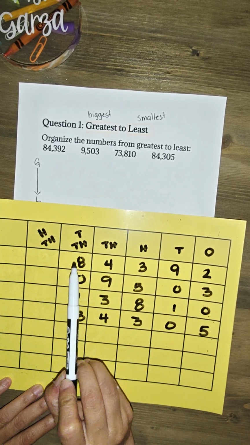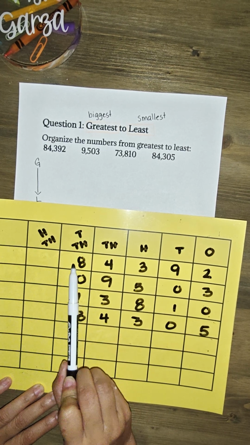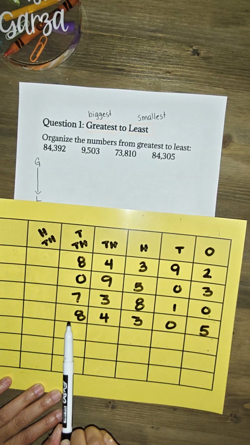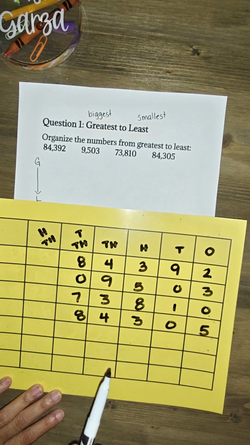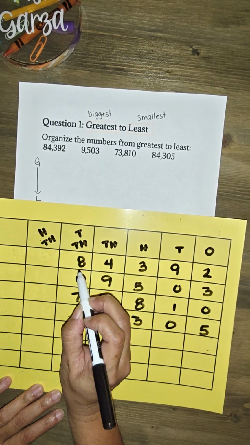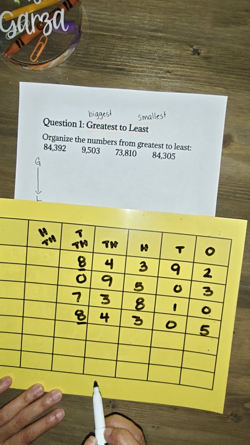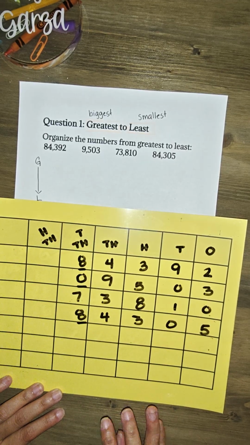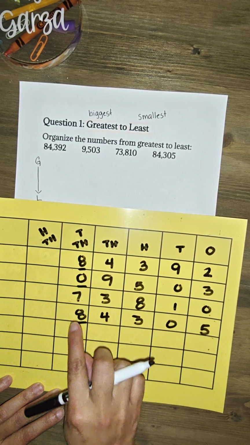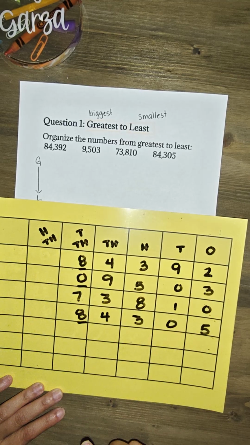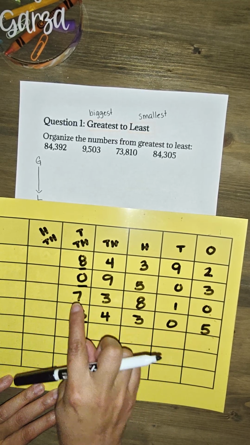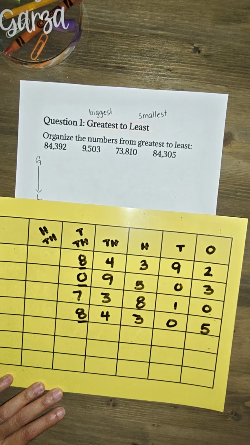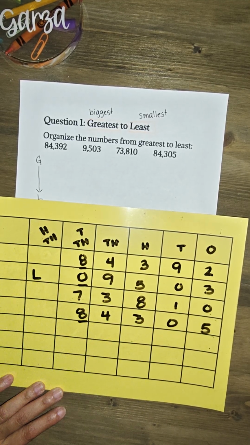So starting with the biggest values in the 10,000s, we have an 8, a 0, a 7, and an 8. Now, we have the greatest numbers, which are 8. And then we have the least number, which is 0. That is very important. So we have 2 8s, so that makes things a little bit more complicated. So we're going to wait a little bit on the 8s. But I know the 0 is the smallest value. So I'm going to call this the least.